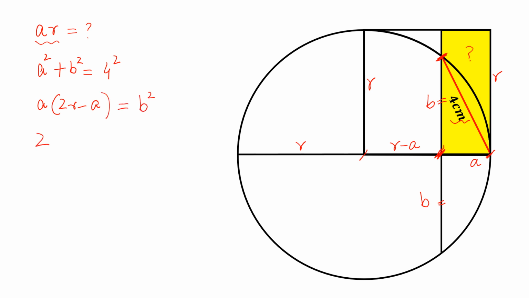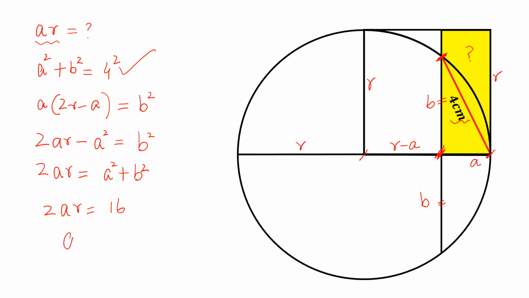Now simplify this, so 2ar minus a square equal to b square and 2ar equal to a square plus b square, and a square plus b square is 4 square, so 2ar equal to 16 and ar equal to 8 centimeter square. And this is the required answer.